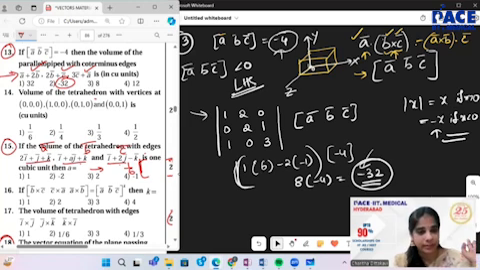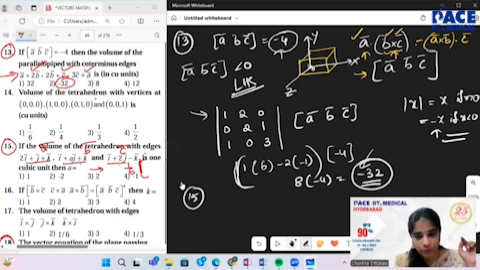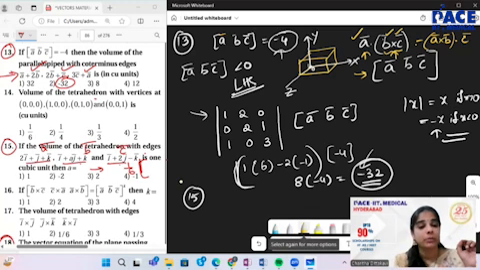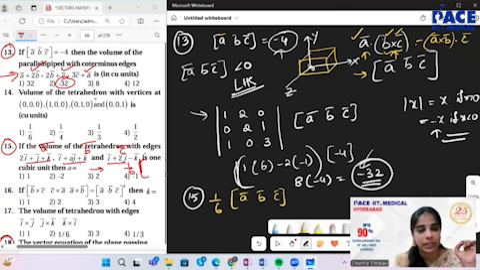We can go ahead directly. Understood? So question number 15, I think you can solve it on your own. The formula is what I'm writing. Volume of tetrahedron is 1/6 of the box product of A, B, C, given that A, B, C are the three vectors which are the coterminous edges.